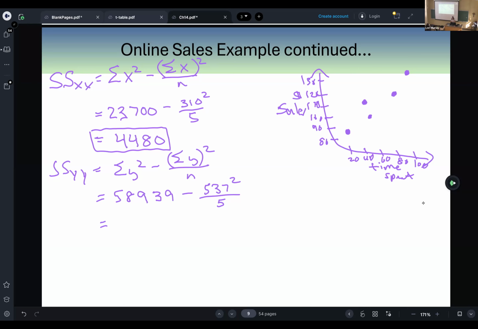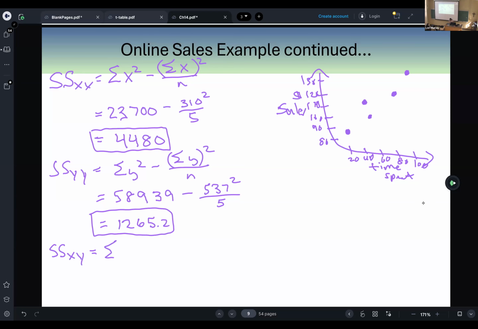558,939, subtract 537 squared, divide by 5. Want to guess? I got 1,265. Yes, I do too. Okay, check and see if you do too. 1,265.2. I'll just keep 2 off. There we go. And finally, we do the combination.